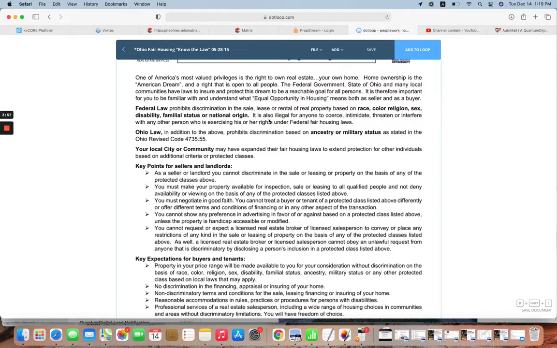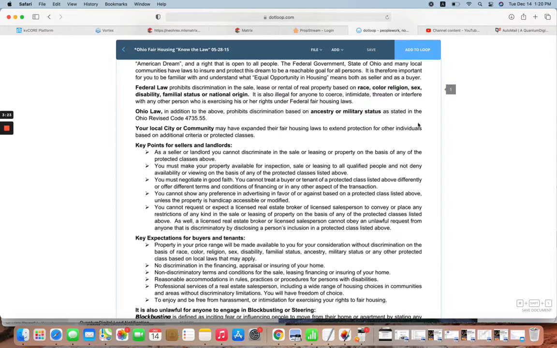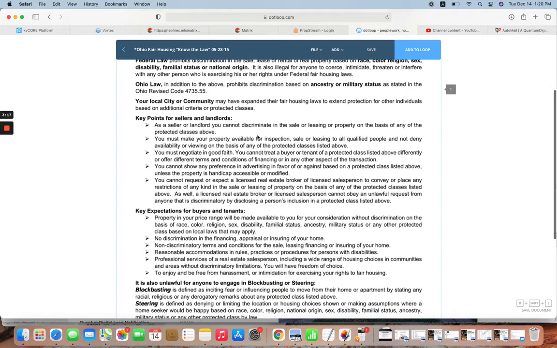They also say that it is illegal for anyone to force, intimidate, threaten, or interfere with any person who is exercising their rights under federal fair housing laws. Ohio law, in addition to those 7 protected classes, also prohibits discrimination based on ancestry or military status. And then the local city or community that you live in may have expanded their fair housing laws to extend protection to other individuals. So in the state of Ohio it's always going to be these 9 protected classes, and then you might have more depending on your local city or community.